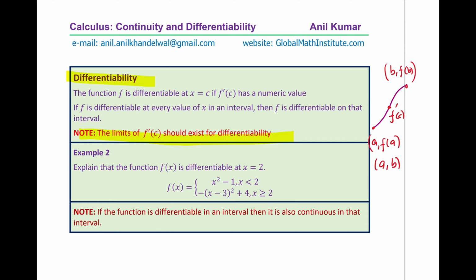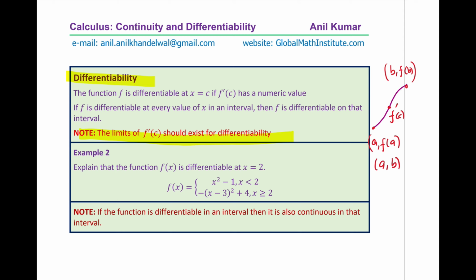Let's try to understand with the help of an example. So the example here is, explain that the function f of x is differentiable at x equals 2. So now we are given a function which is exactly what we did earlier. So we have a function x squared minus 1 when x is less than 2, and minus x minus 3 whole square plus 4 when x is greater than or equal to 2. We just checked that this is continuous. However, we now need to check whether it is differentiable or not, correct? How are you going to do that? Let us try to see.